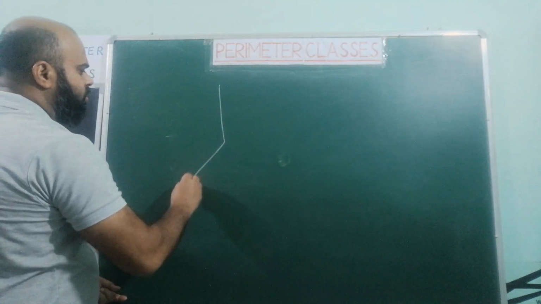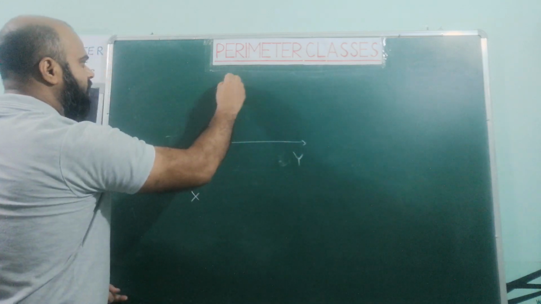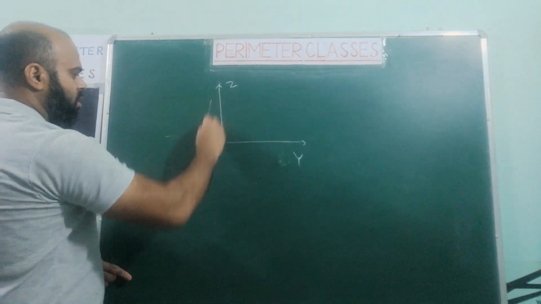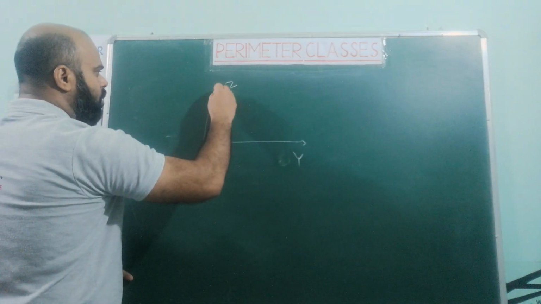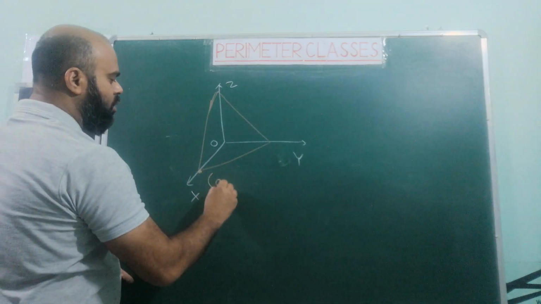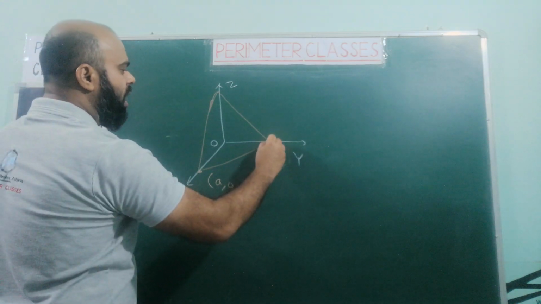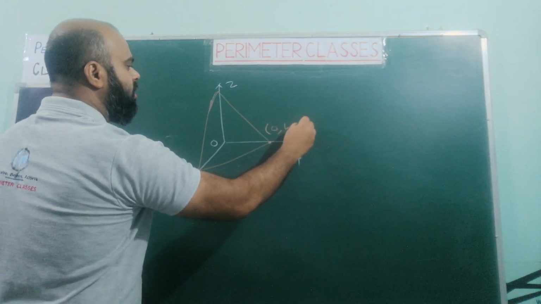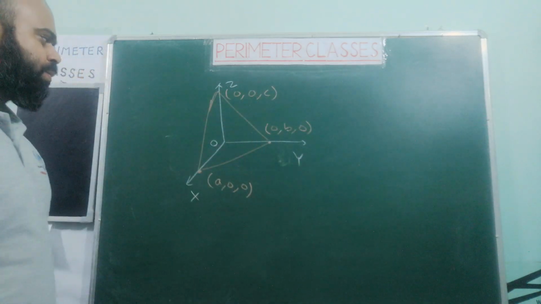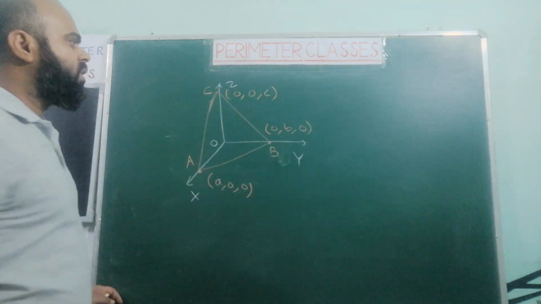Suppose we have these three axes given to us, x, y and z, and a plane is intercepting all these axes at some point. Suppose the x axis it is a comma 0, again. For the y axis it is intercepting at b, and for the z axis it is intercepting at c. So we have these three intercepts available to us.